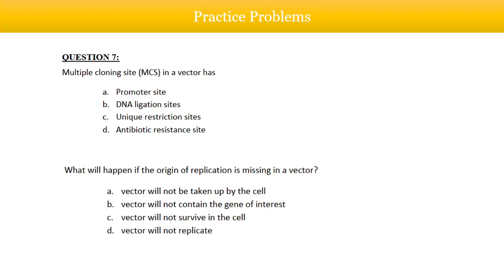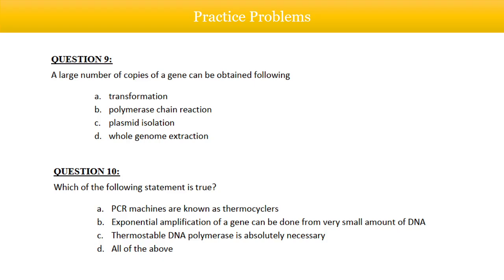What will happen if the origin of replication is missing in a vector? So origin of replication is important for the vector to replicate. If this particular sequence is missing, there won't be any problem for taking up by the cell or for containing the gene of interest, survival and all that won't matter. What it will do is basically the vector will not replicate. So question 8, option D.